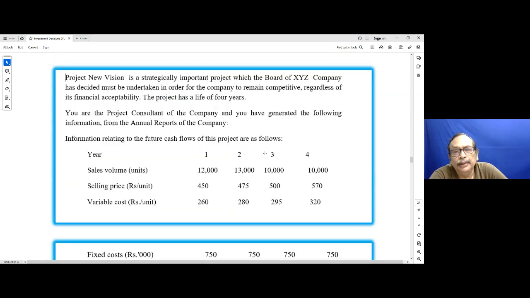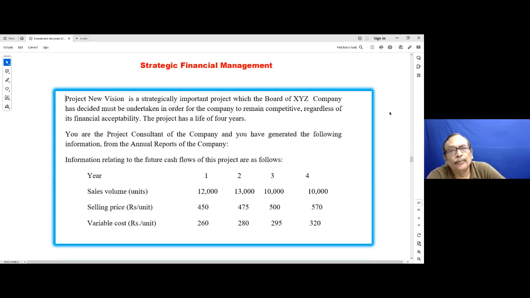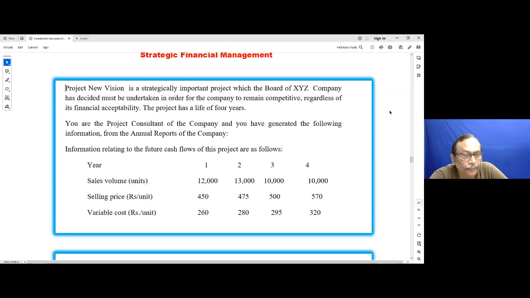Now we are coming to a problem. Please try to understand the problem. Project New Vision is a strategically important project which the board of XYZ company has decided must be undertaken in order for the company to remain competitive, regardless of its financial acceptability. The project has a life of 4 years. You are the project consultant of the company and you have generated the following information from the annual reports of the company.